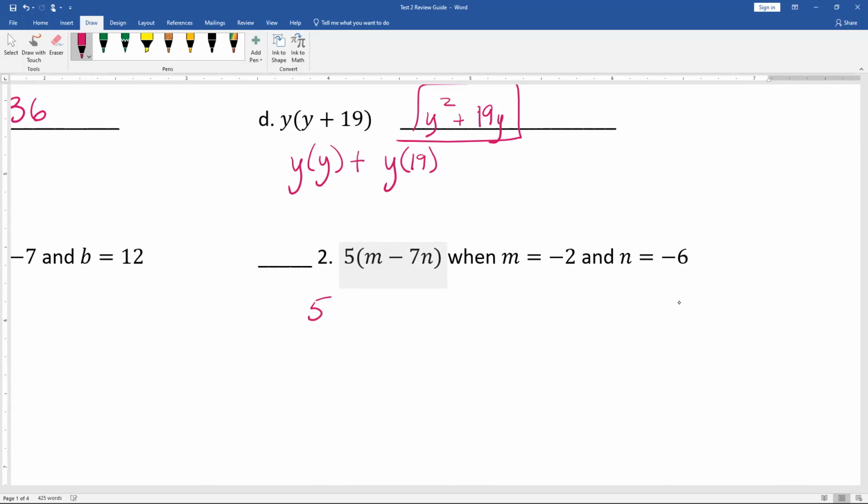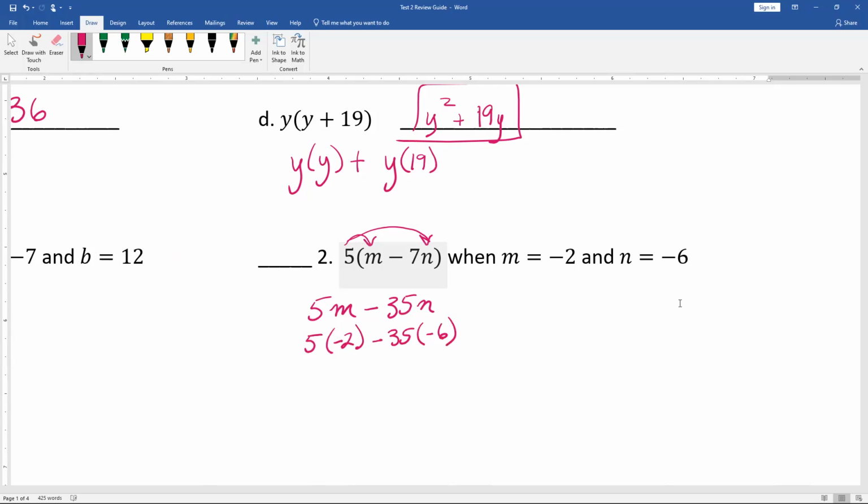Oh, nope. If you distribute the 5, we have to distribute it to both. So let's keep the variables for a second. 5 times m minus 5 times 7n, which is 35n. And now we can plug in m and n. So this is 5 times negative 2 minus 35 times negative 6.